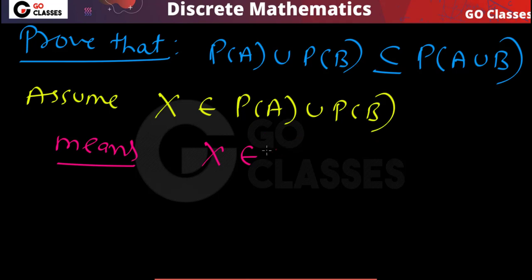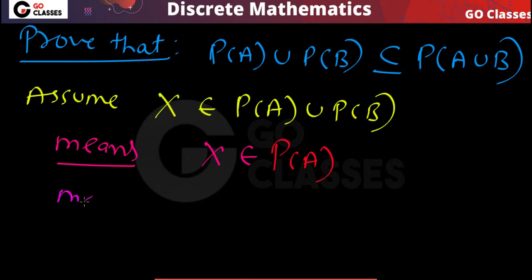You can assume P of A. So let me assume that X belongs to P of A, because there is a complete symmetry. You don't have to worry. You can assume X belongs to P of A, or you can assume X belongs to P of B. At least one of them, definitely it will happen. X will definitely belong to at least one of them. Because of symmetry, I am assuming that X belongs to P of A.